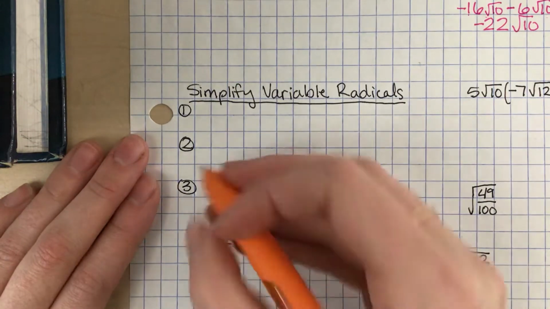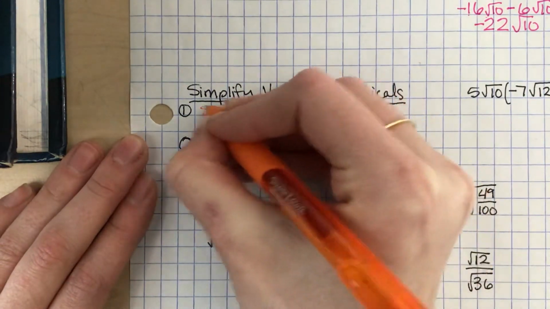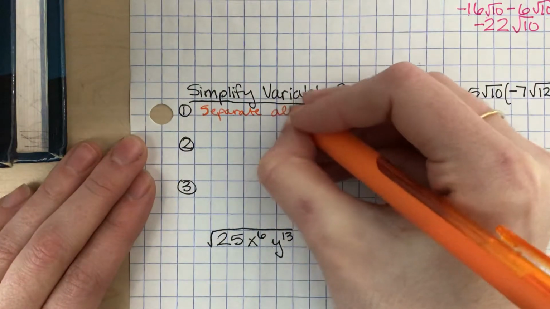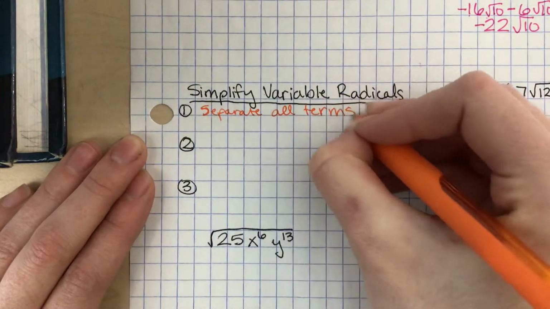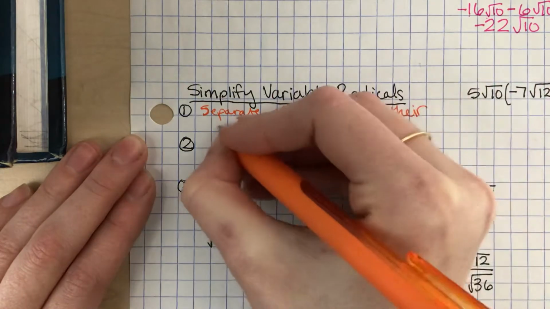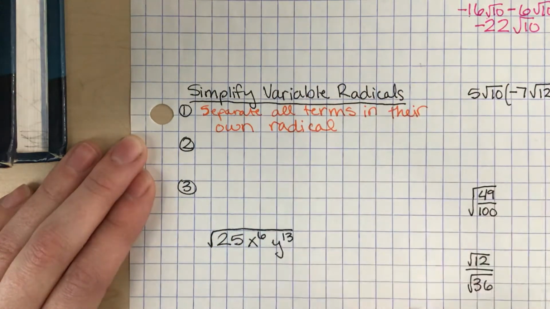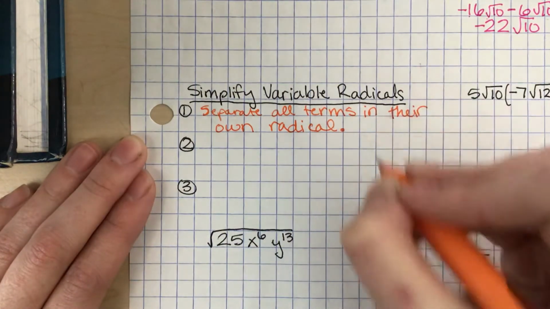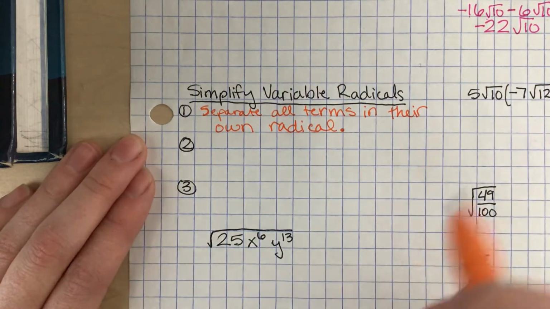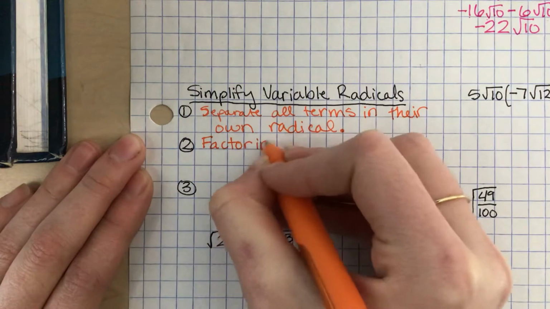So first things first, we have to talk about the steps of how to simplify variables in a radical. Our first thing we want to do is just separate everything. We want to give everything its own space, practicing that social distancing, and we want to put all terms in their own radical. Next, after we have separated everything, we want to make sure that we factor those numbers the same way we have been doing. We're still factoring the radicand.